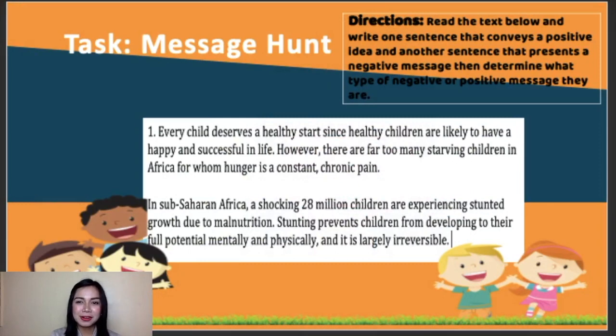Of course you are ready. Let's start now. Catherine, please read our article. Every child deserves a healthy start since healthy children are likely to have a happy and successful life. However, there are far too many starving children in Africa for whom hunger is a constant chronic pain. In sub-Saharan Africa, a shocking 28 million children are experiencing stunted growth due to malnutrition. Stunting prevents children from developing to their full potential mentally and physically, and it is largely irreversible.